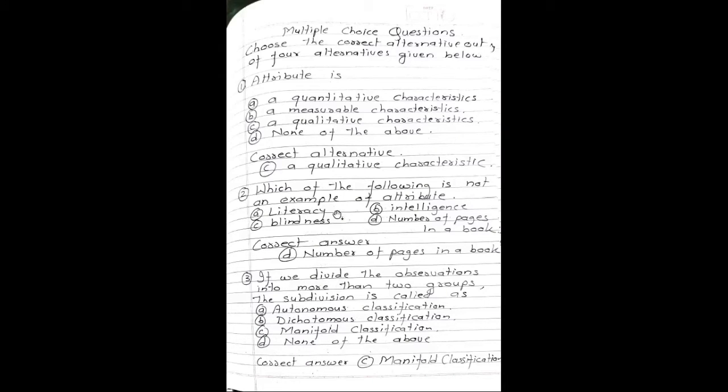Multiple choice questions. Choose the correct alternatives out of 4 alternatives given below. Question number 1. Attribute is A, a quantitative characteristic, B, a measurable characteristic, C, a qualitative characteristic, and D, none of the above. So out of these 4 alternatives, the correct alternative is C, a qualitative characteristic.